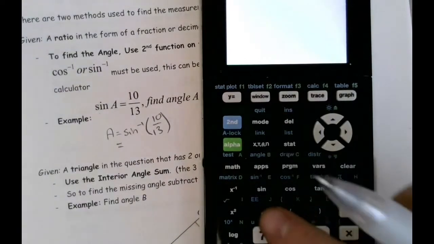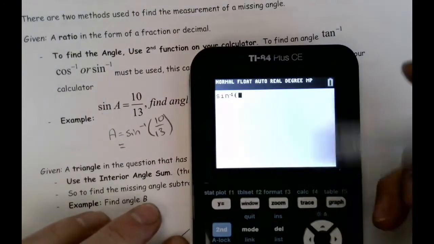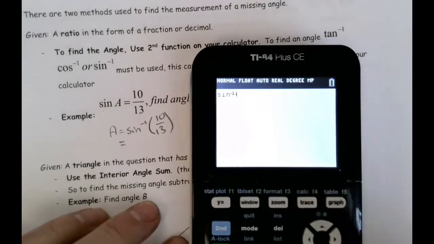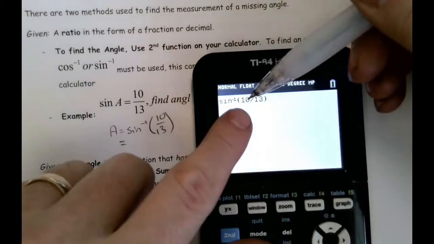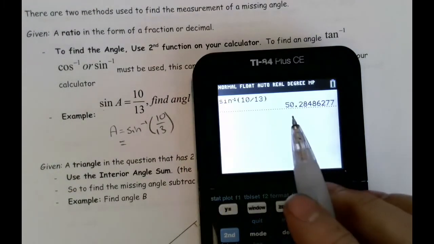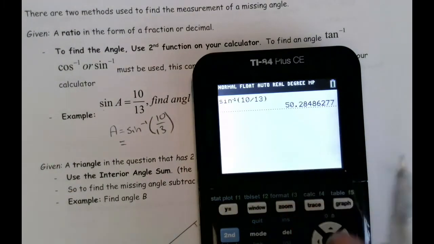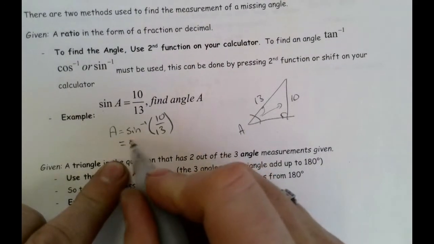Okay, and so what this looks like on my calculator is I would press, I'll walk you right through it here, second sine. What that does is that opens up this particular function right here. And inside the parentheses, I'm going to put 10 divided by 13. And so the calculator is going to assume that I've correctly entered in the opposite divided by the hypotenuse. And when I press enter, it gives me what the corresponding angle is. And normally we're going to round the angle to the nearest degree. So we would say that this is basically 50 degrees.